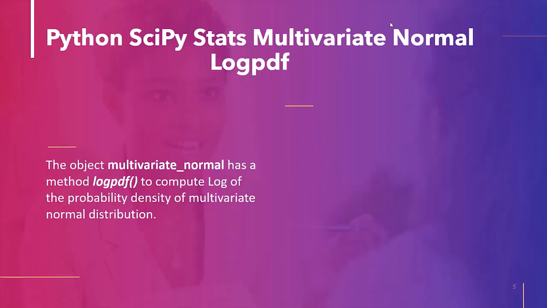This is how to compute the CDF of a multivariate normal distribution using the method multivariate_normal.cdf of Python SciPy. The next topic is Python SciPy stats multivariate normal log PDF. The multivariate normal density function evaluated at a given vector x is represented by its natural logarithm, which is the log likelihood for that vector.